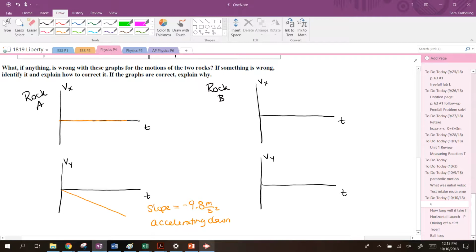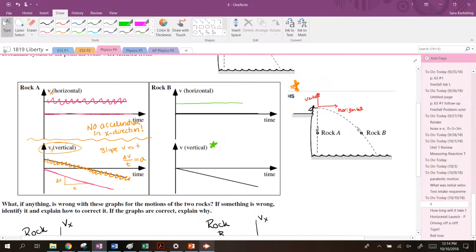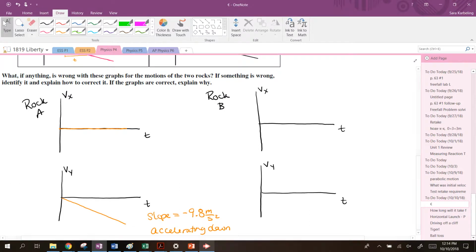Rock B, that was the one that was being launched. Its velocity in the x direction doesn't change? Does the velocity in the x direction change for rock B? Velocity in the x direction. Yes. Oh, sorry, it's constant. It's constant, right? Yeah. It stays constant. I just want to make sure this is actually sitting in your heads and you're not just agreeing with me. That's the important thing. Because agreeing with me is fine until you sit down and take a quiz. And if you don't really understand it, then you're going to be a sad kid.